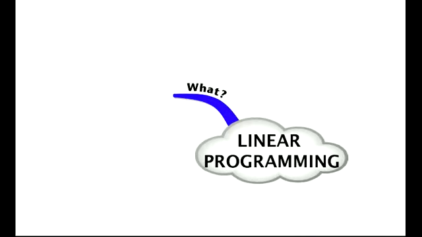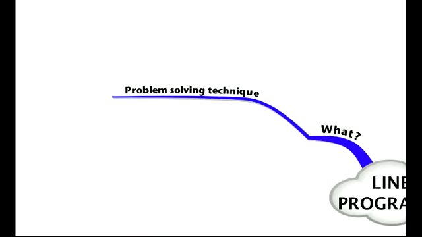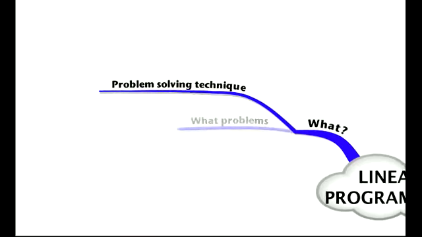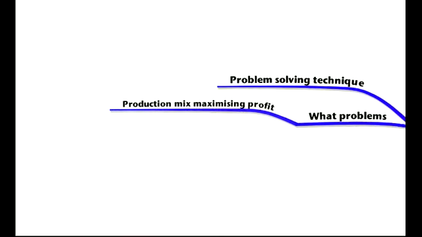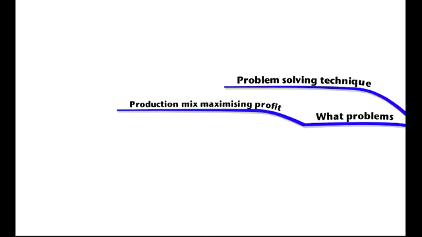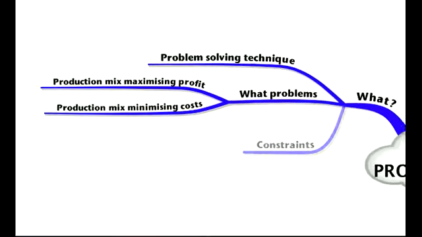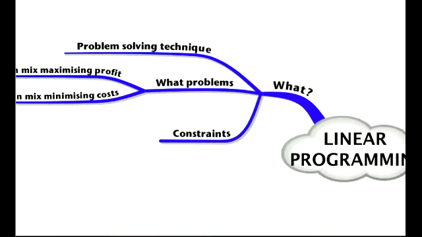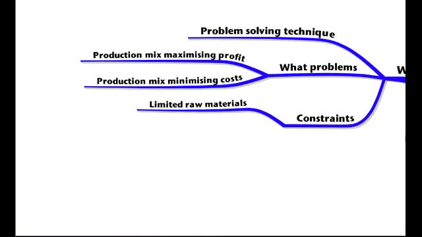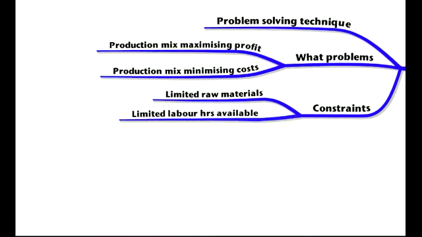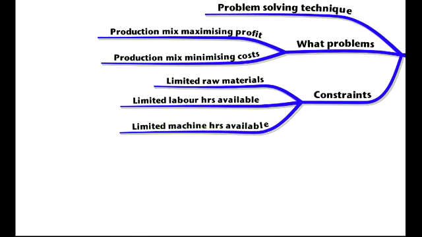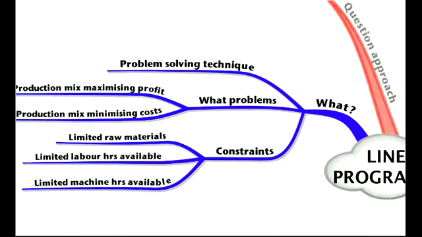So what is linear programming? Well, it's a problem-solving technique. The two problems that we are talking about are the production mix to maximize profit. So what should you produce to maximize your profit? And the production mix to minimize your costs. What should you produce to minimize costs? There will be constraints involved. So constraints might be limited raw materials, limited labor hours, or limited machine hours.